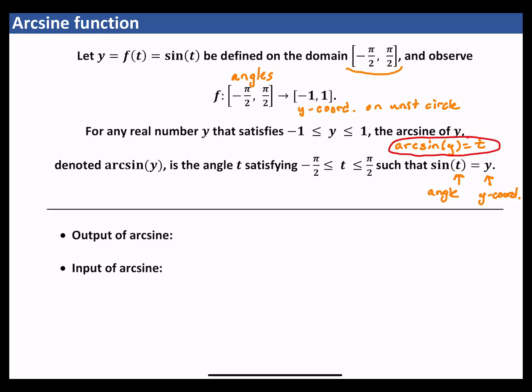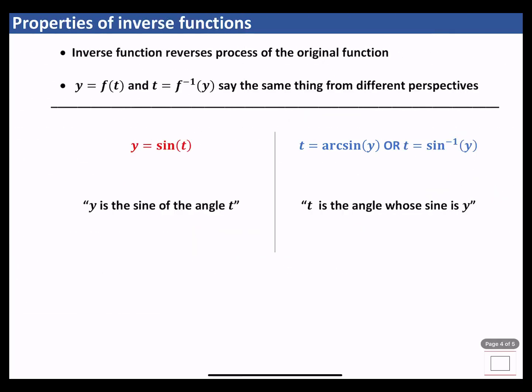Notice this also means the output of the arcsine function is t, an angle, and the input of the arcsine function is a y-coordinate on the unit circle. Because the arcsine function is the inverse of the restricted sine function, all the properties of inverses we previously learned will still be true. For example, recall that an inverse function reverses the process of the original function, and that y equals f of t and t equals f inverse of y say the same thing from different perspectives.